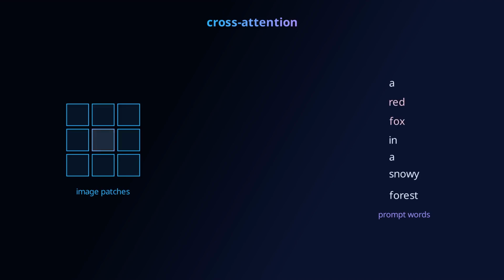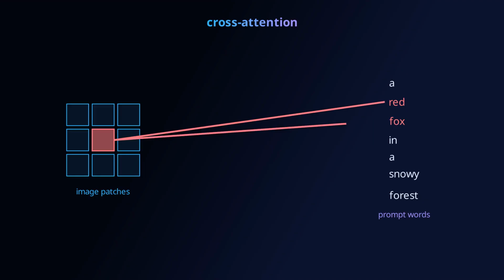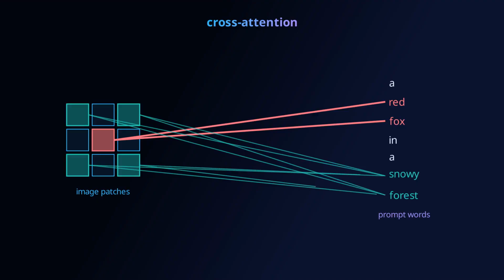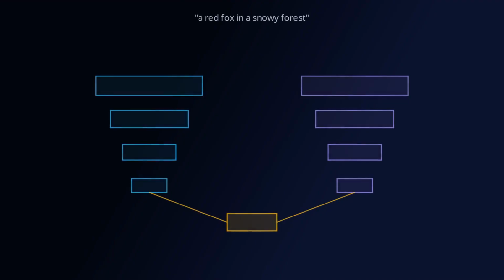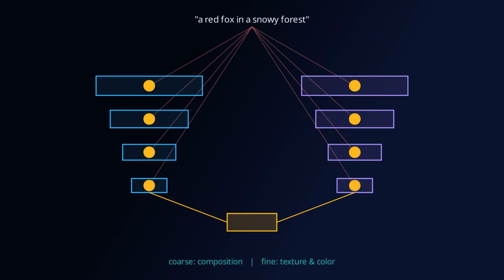So the region destined to be the fox reaches across and pulls hard on the words red and fox, while the surrounding region pulls on snowy and forest. Each part of the image latches onto the words most relevant to it. The prompt isn't applied uniformly, it's distributed word by word to the places that need it. And this doesn't happen just once. Cross-attention sits inside many layers of the U-Net, so the text gets consulted at multiple scales at the same time. At coarse levels it shapes the overall composition. At fine levels it steers texture and color. Your words are woven in everywhere, top to bottom.